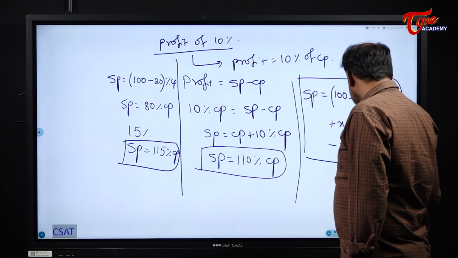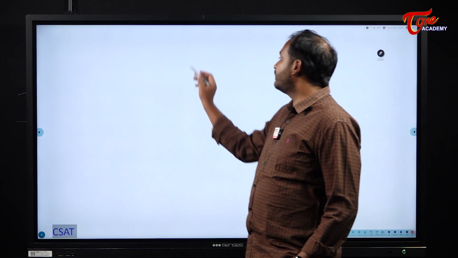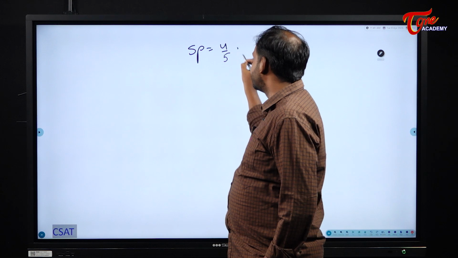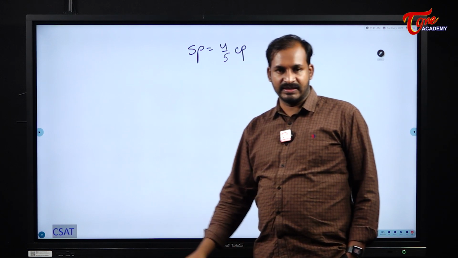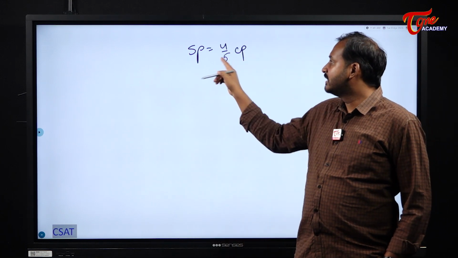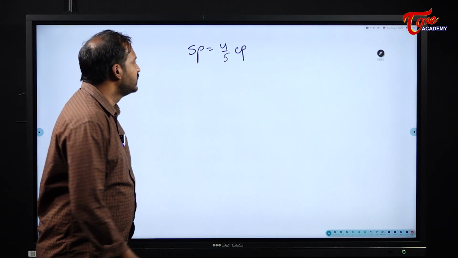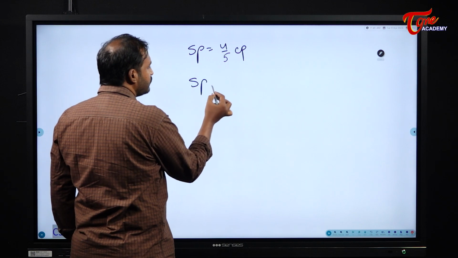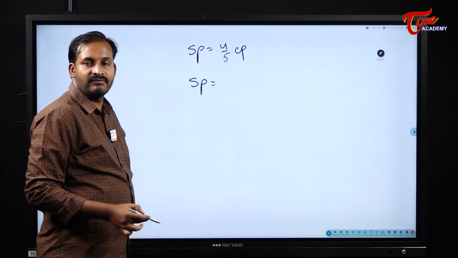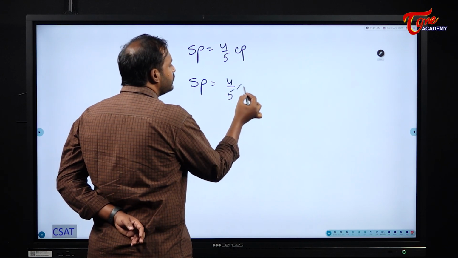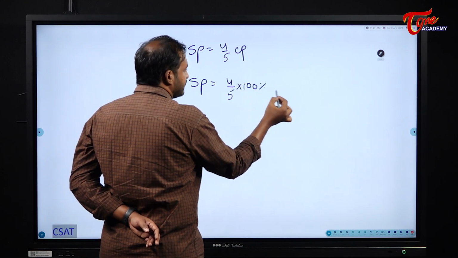And one more thing, see here students, if I came to know that SP is equal to 4 by 5 of CP. Now please observe here, tell me whether we got profit or loss, how are you going to check this? First of all, SP is a fraction, right? Please convert that into percentage. How can you convert that into percentage? 4 by 5 into 100 percentage of CP.